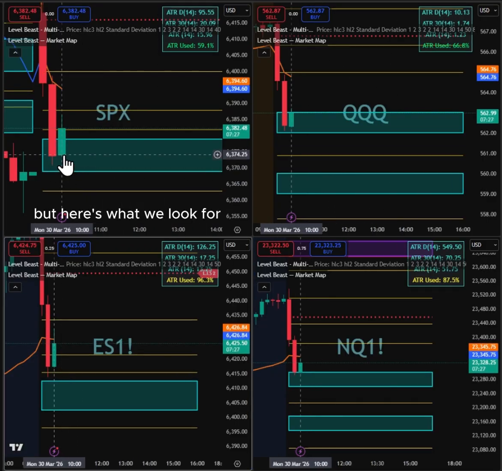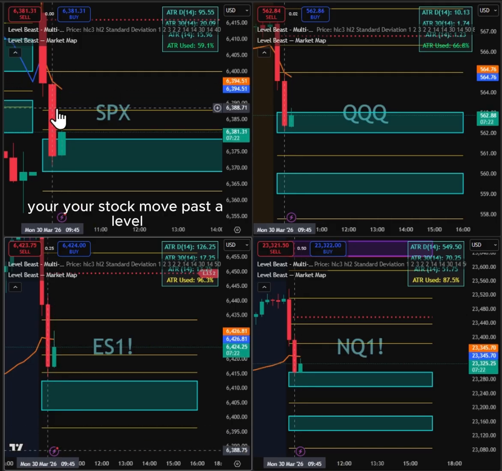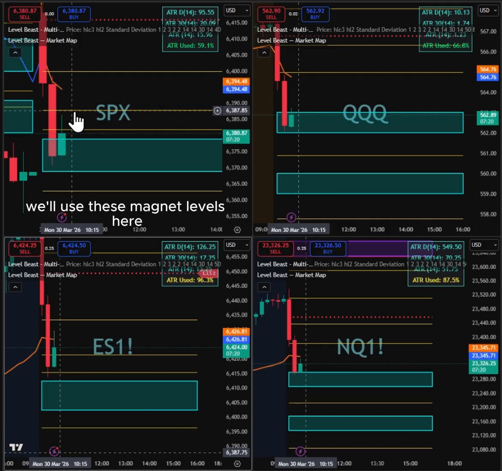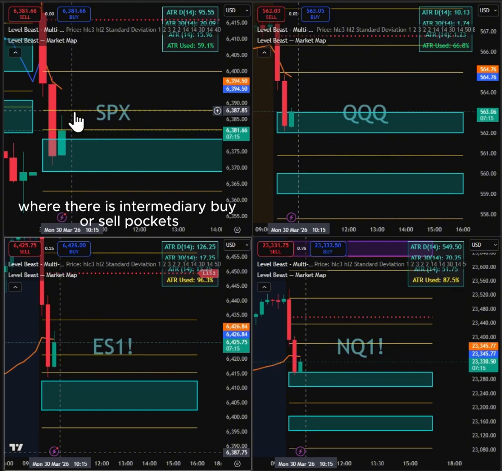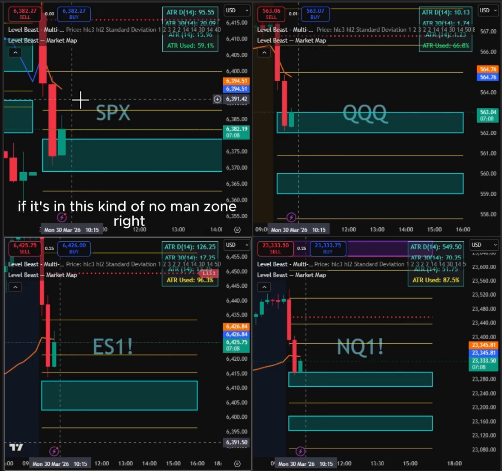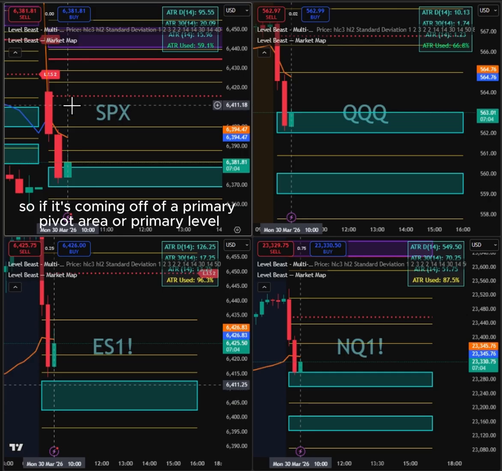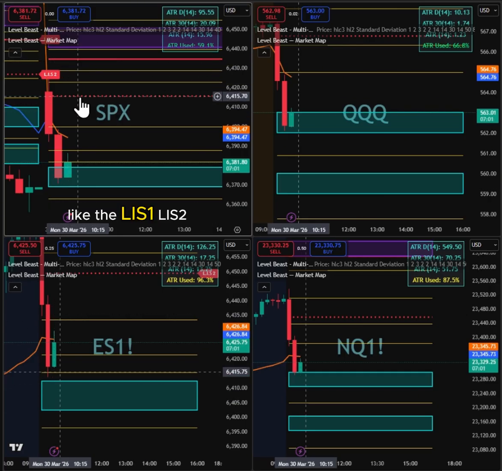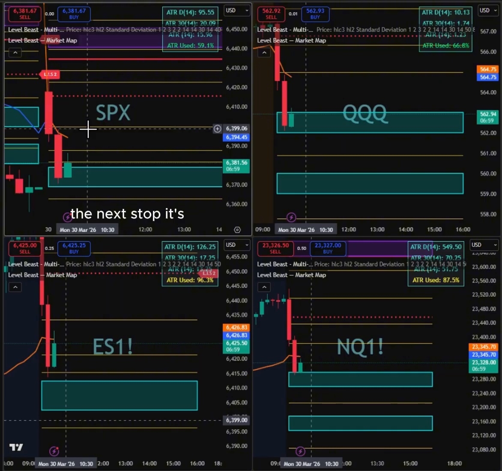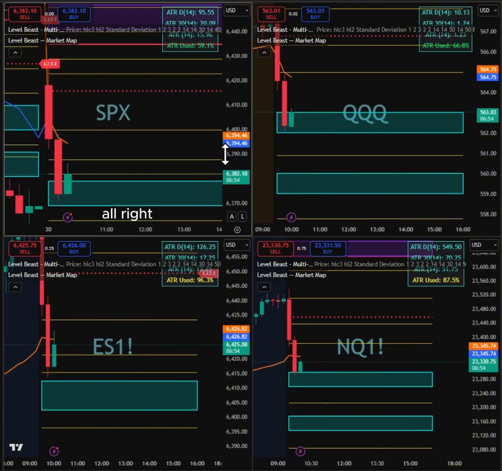But here's what we look for. You see confluence here, right? You ever have your stock move past a level? We'll use these magnet levels here. These are intermediary targets where there's intermediary buy or sell pockets, and the market gravitates like a magnet toward these levels if it's in this kind of no man's zone, right? So if it's coming off of a primary pivot area or primary level like the LIS1, LIS2, the next stop, it's got to pivot at or very close to the magnet, all right?